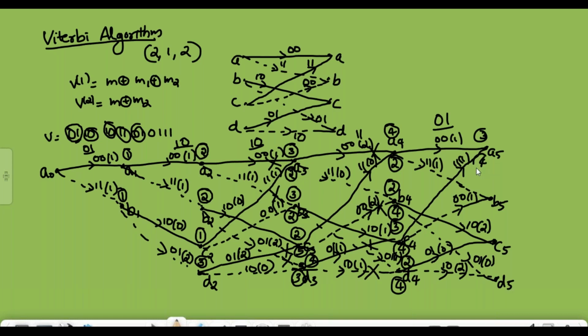Then 2 plus 1, 3 here. And another branch 3 plus 1, 4 here. Then here 2 plus 2, 4 here. Here 2 plus 0, 2. Then here 2 plus 0, 2 here. Then here 2 plus 0. Then here 2 plus 2, 4.